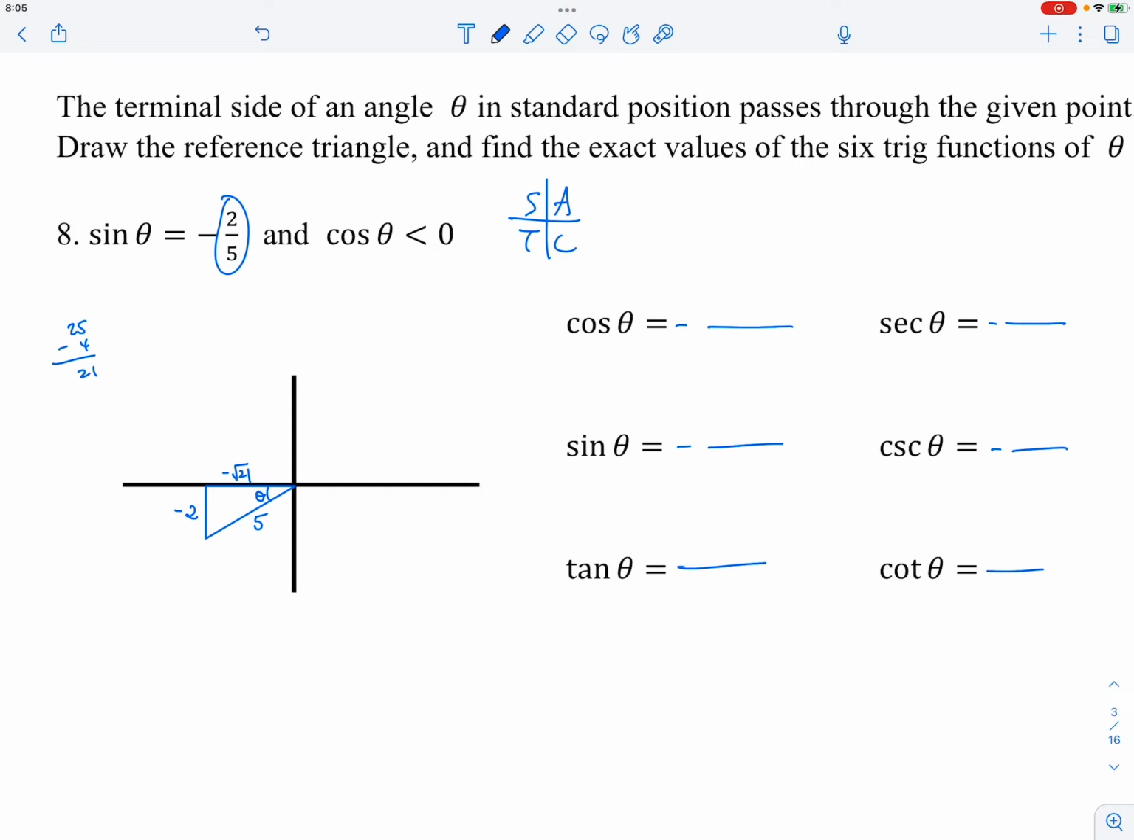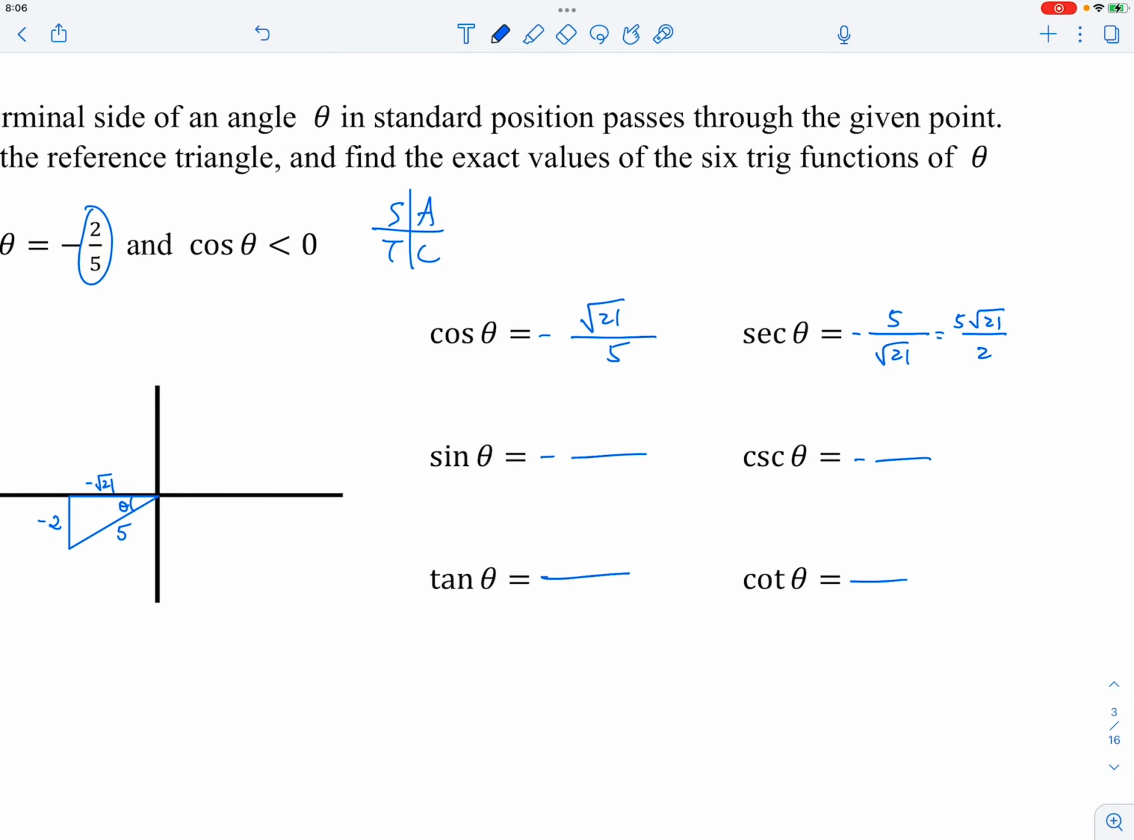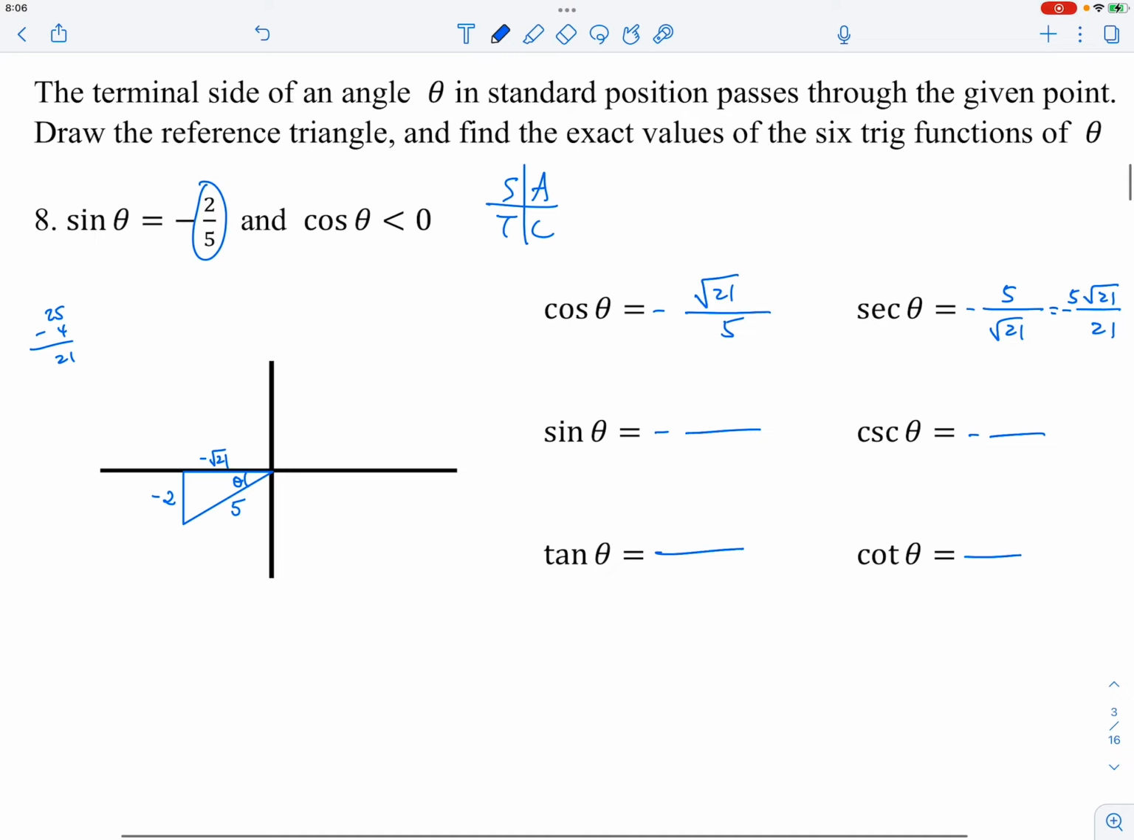So tangent will be positive, but everything else will be negative. So cosine theta is negative root 21 over 5. And then I would have secant theta as 5 over root 21, which is equal to 5 root 21 over 21 with a negative sign up front. Sine theta will be negative 2 over 5. And then cosecant theta would be 5 over negative 2. And then tangent theta would be negative 2 over negative root 21, which makes it positive.